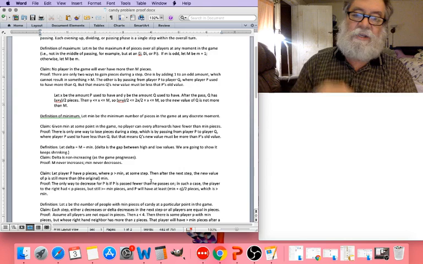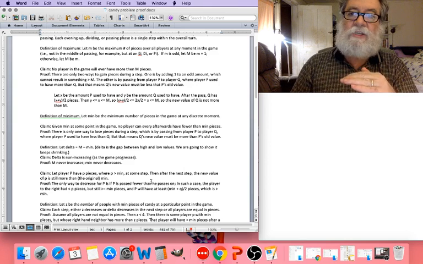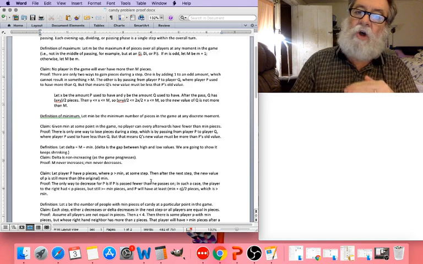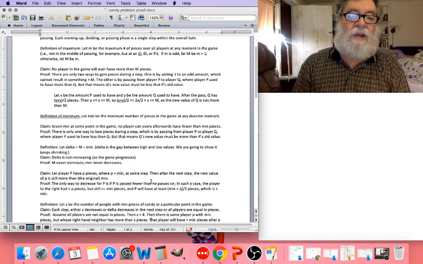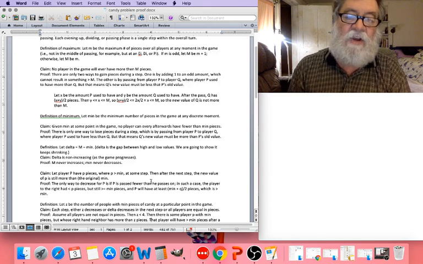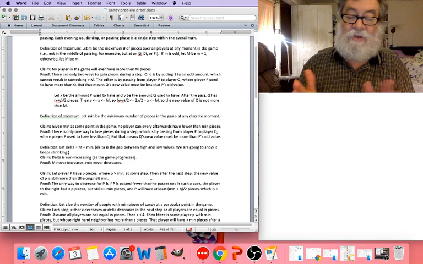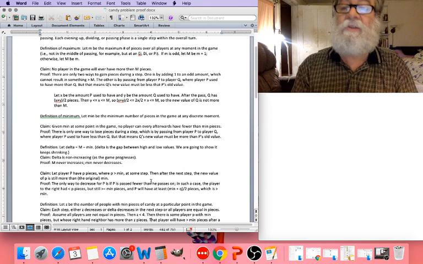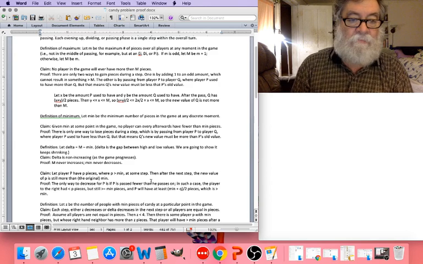It always gets squeezed. What I'm going to show is that the difference between the high and the low continually gets squeezed smaller and smaller, and that's how we know that eventually everything ends up the same as each other. So my proof that it is non-increasing is really simple. I know it can't increase because the maximum never increases and the minimum never decreases, and so they can never get farther apart from each other than they are at a certain moment.